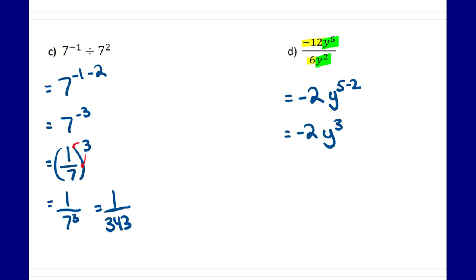And again, I can't evaluate it any further. I don't know what y is, so I can't say this works out to 5 or 10 or a number. So my final answer here is my simplified and evaluated form.